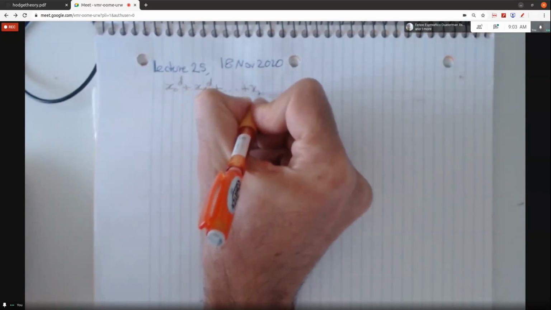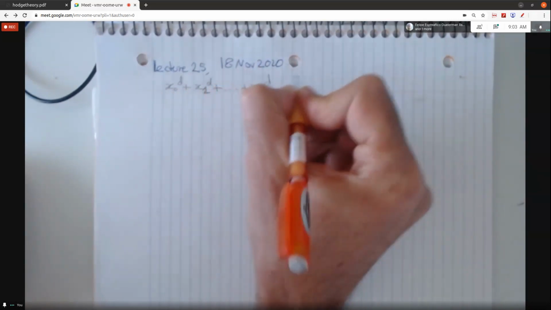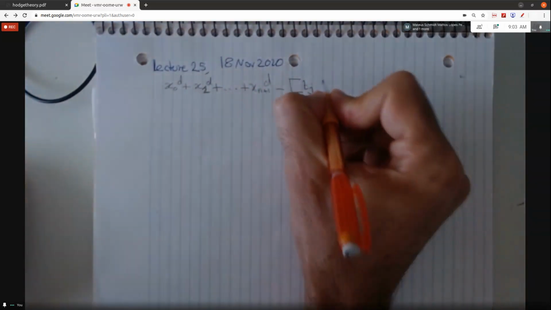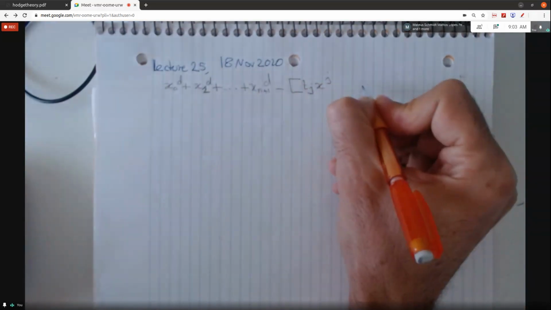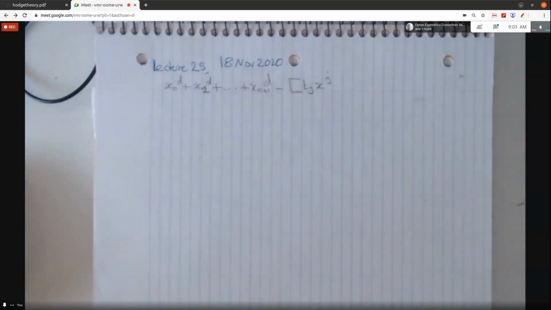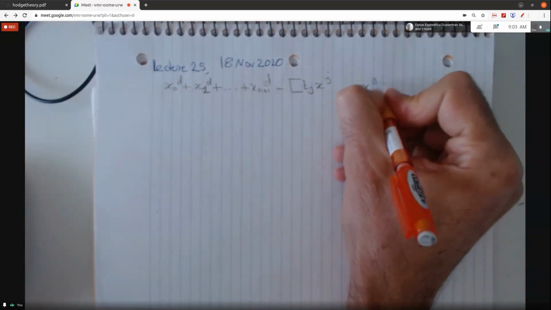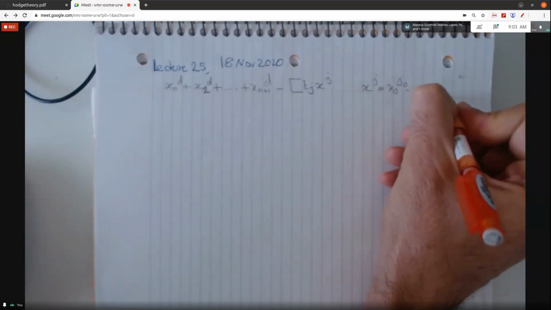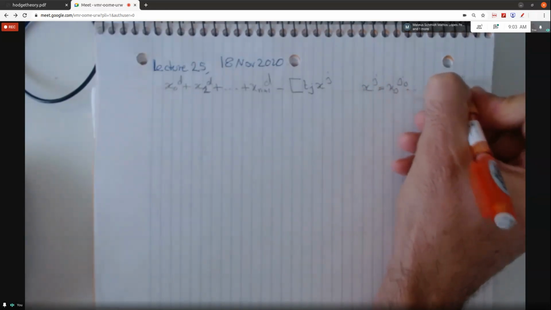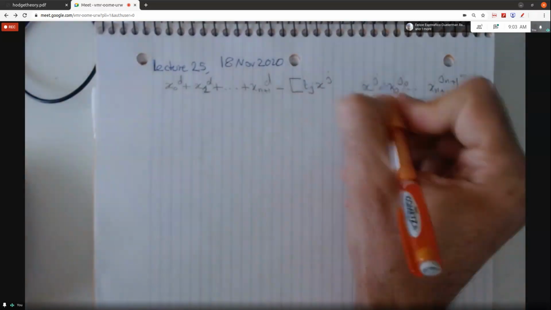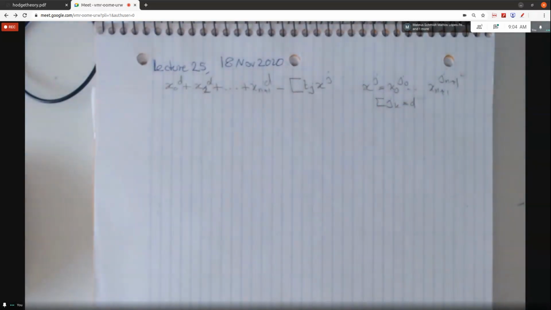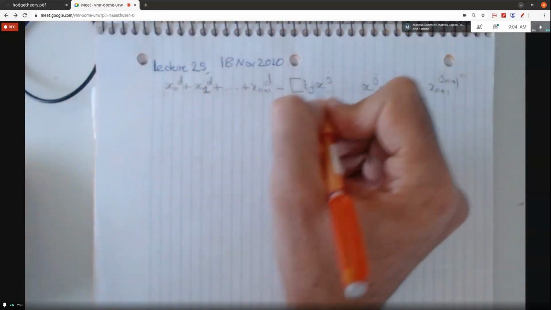Then x_{n+1}^d, maybe t_j x to the j, and remember that in the homogeneous context, this x to the j is x_0 to the g_0 through x_{n+1} to the g_{n+1}, and the sum of the g_k must be d. So this was the family of hypersurfaces.